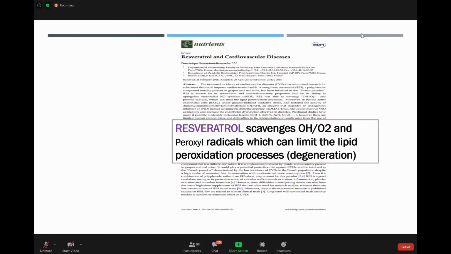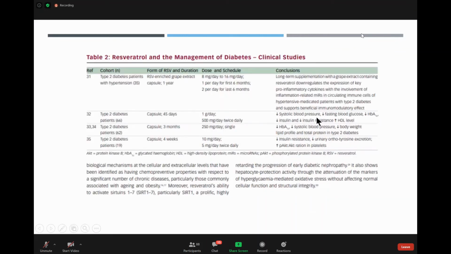And then this one just shows you that resveratrol around 500 milligrams twice a day can decrease your systolic blood pressure, decrease your fasting blood sugar, decrease your HbA1c, decrease your insulin resistance, and increase your HDL level. So kahit 500 milligrams once a day lang yan, or twice a day lang yan. And then, kahit nga 10 milligrams per day lang, ay nakakatulong na rin po sa pagpababa ng inyong insulin resistance. Right? So, magandang clinical study po yan.